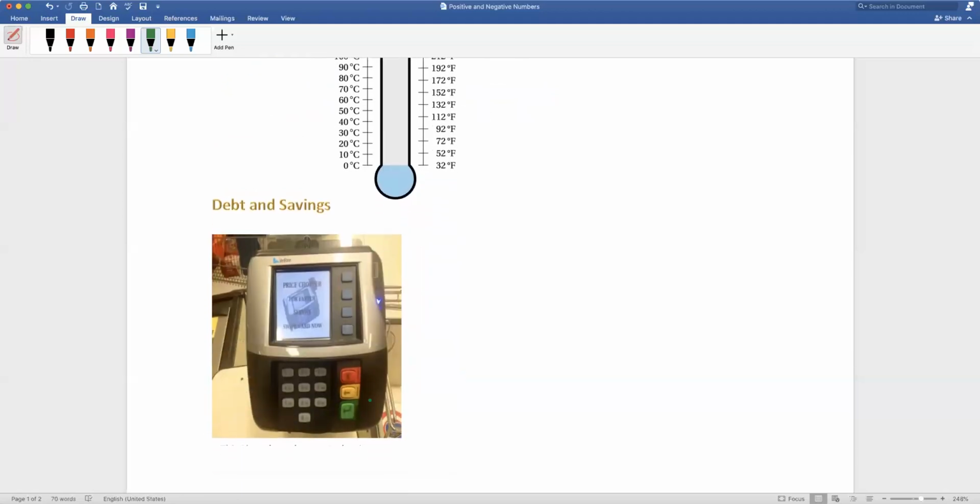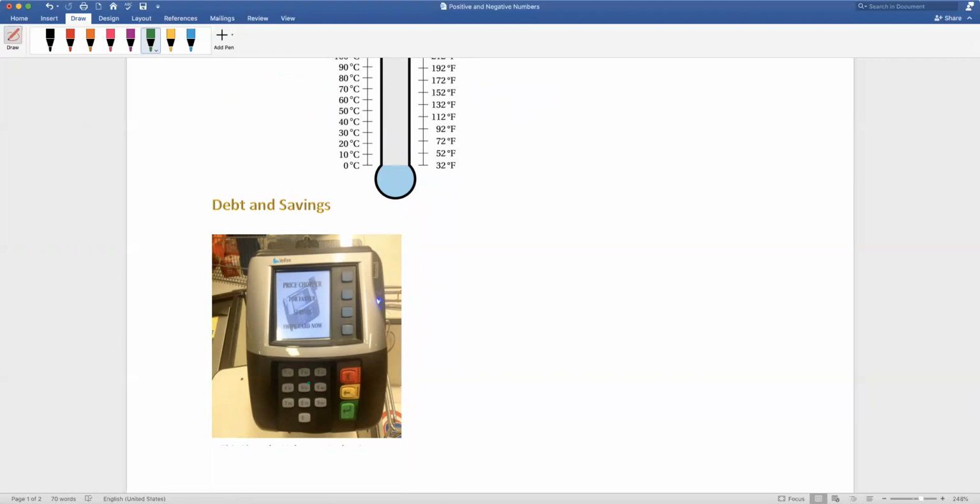Debt and savings. So you guys may have seen this machine before in some sort of store, and that this machine is actually a machine used to get debt from other people. So what is debt? So debt is basically when you owe money to someone else, and that you borrowed some money from them, and that you have to give it back. So that means you have negative money.